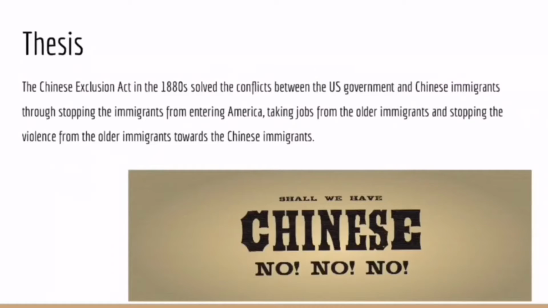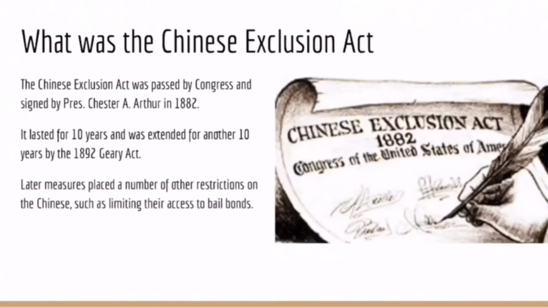Or thesis for the National History Project, fitting the theme of conflict and compromises. The Chinese Exclusion Act, passed in 1882, solved the conflict between the U.S. government and Chinese immigrants through stopping the immigrants from entering America, taking jobs from the older immigrants, and stopping the violence from the older immigrants towards the Chinese immigrants.